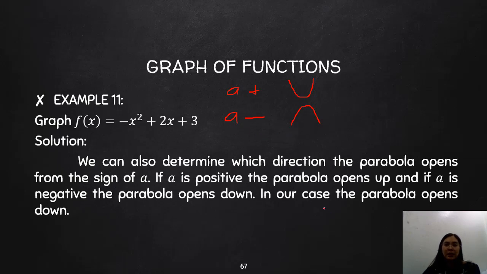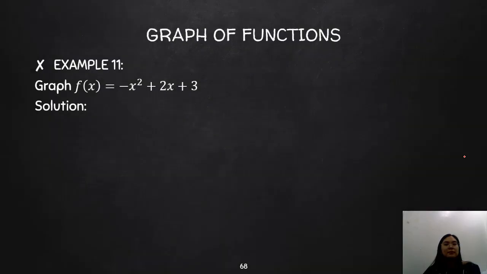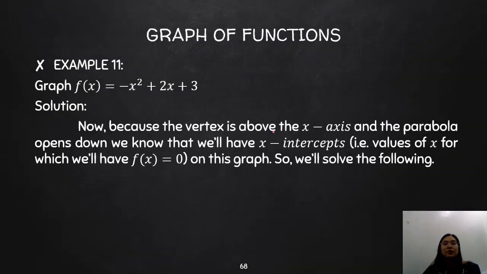And in our case, the parabola opens down kasi yung A value natin is negative 1. I-review nyo rin kung paano yung opening to the right and opening to the left na parabola. Now, because the vertex is above the x-axis, the parabola opens down.